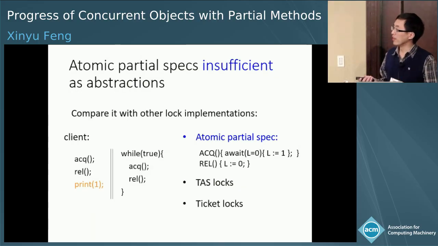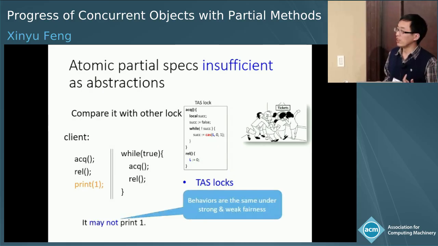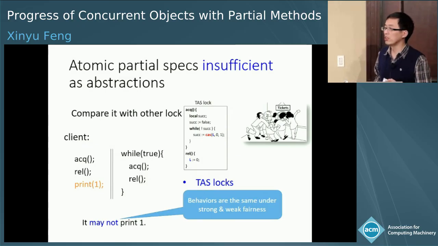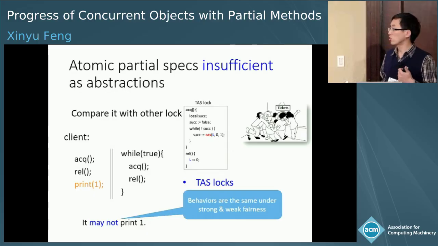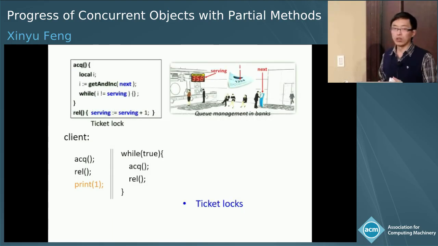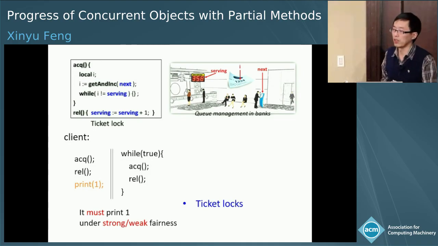And if we compare this with our two different implementations of locks, we'll see that for test lock, it may not print out 1. And also the behavior here is the same, no matter whether it's strong or weak fairness. The reason is that in the lock implementation, there's no await command. Each individual command is non-blocking, so strong and weak fairness are equivalent in this setting. And similarly for ticket lock, it must print out 1 under fair scheduling, but in this case, still, it doesn't matter if it's strong or weak fairness.